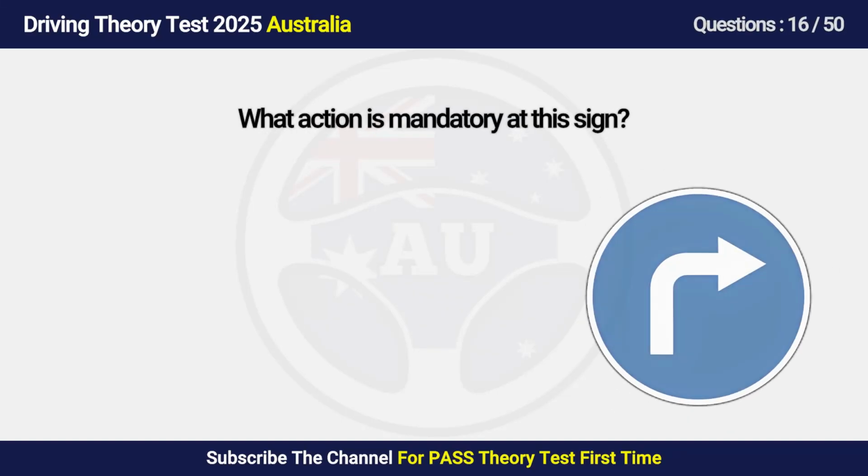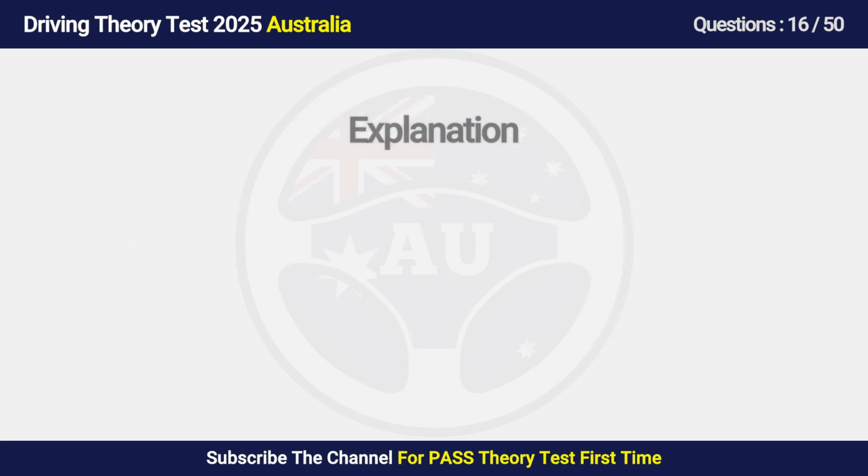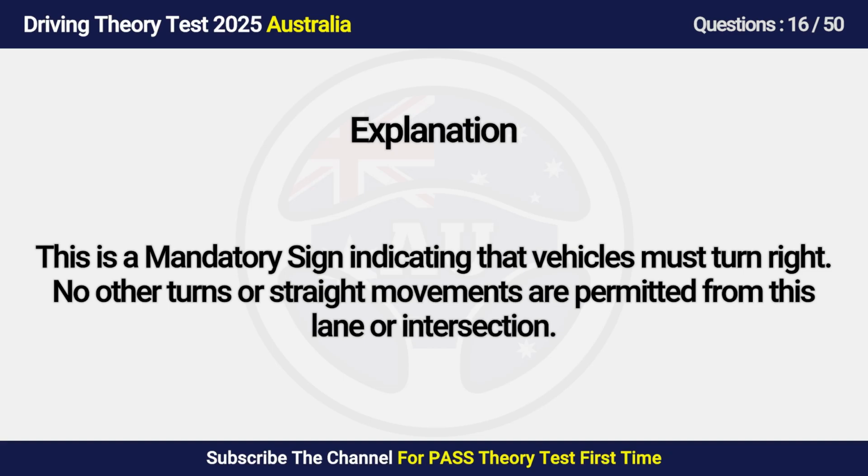Question 16. What action is mandatory at this sign? A. Proceed straight. B. Turn right only. C. Turn left only. D. Make a U-turn. Answer is B. Turn right only. This is a mandatory sign indicating that vehicles must turn right. No other turns or straight movements are permitted from this lane or intersection.